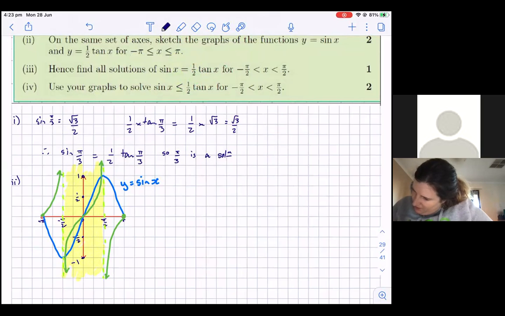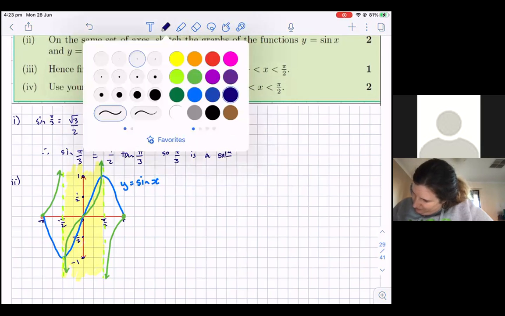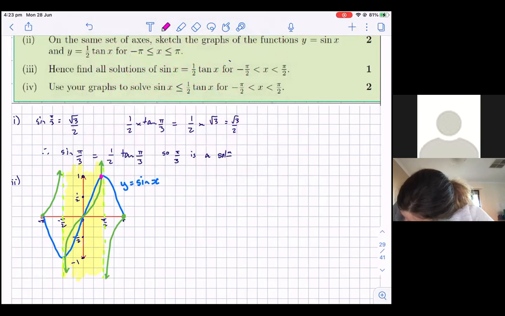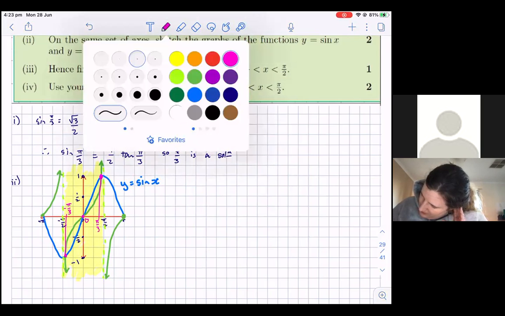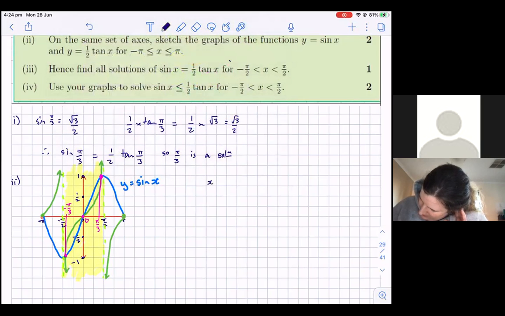Well, they asked us to show that pi on 3 is a solution deliberately. We know pi on 3 is that solution, which means it makes sense for -pi on 3 to be this solution, and 0 is the other solution. I think they're the three solutions.